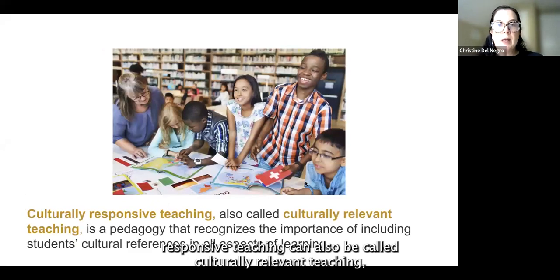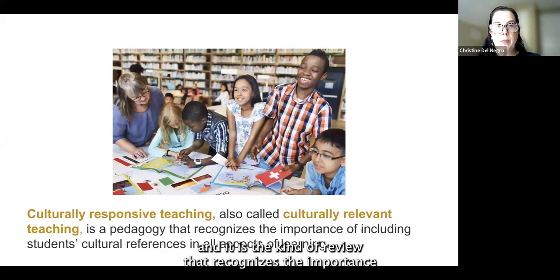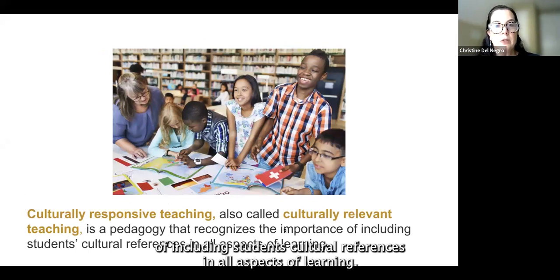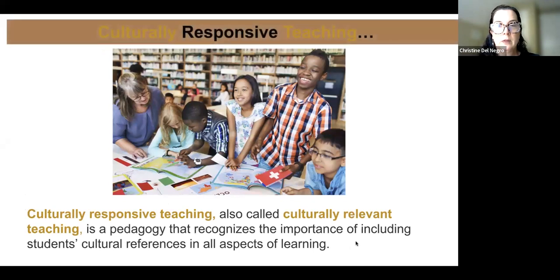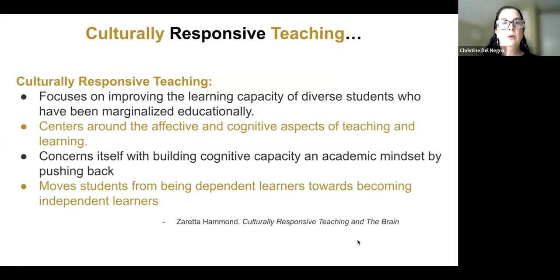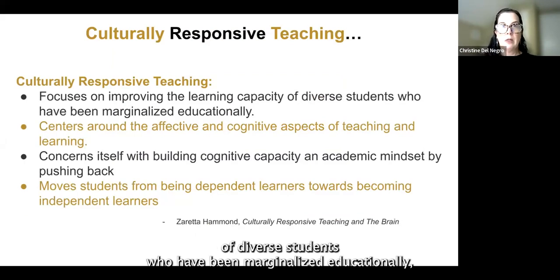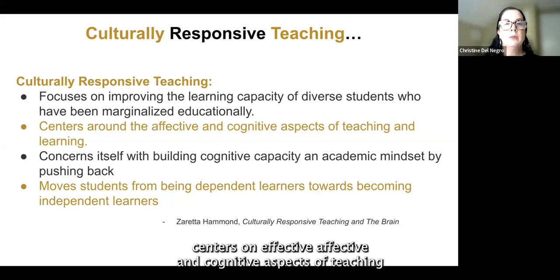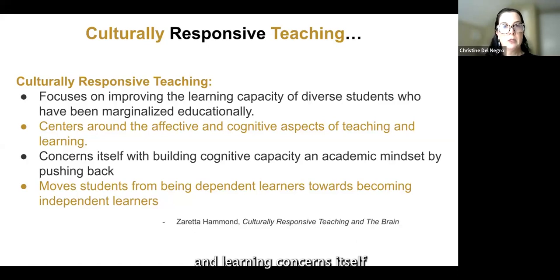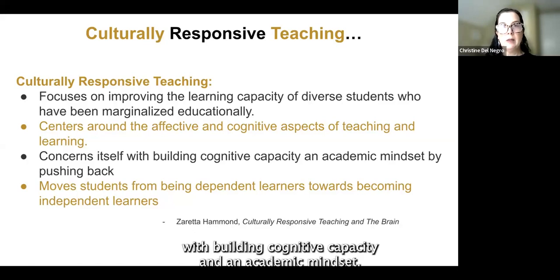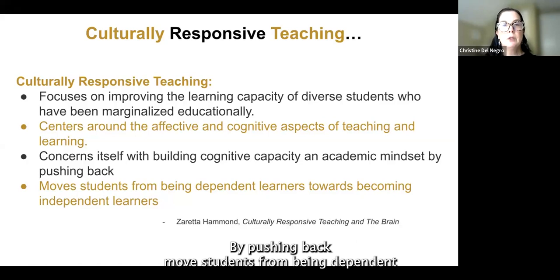So culturally responsive teaching can also be called culturally relevant teaching, and it is a pedagogy that recognizes the importance of including students' cultural references in all aspects of learning. It focuses on improving the learning capacity of diverse students who've been marginalized educationally, centers on effective and cognitive aspects of teaching and learning, concerns itself with building cognitive capacity and an academic mindset by pushing back, and moves students from being dependent learners towards becoming independent learners.